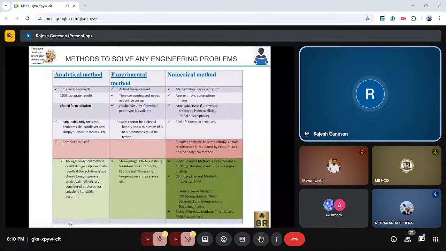When we come to the experimental method, whatever we are doing in the software, for example, right now I'm doing some analysis in my current company for a particular project, whatever result the software is giving, we should not blindly copy and paste into our report. It will create a problem.